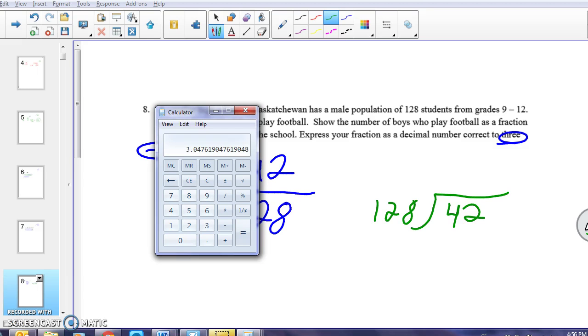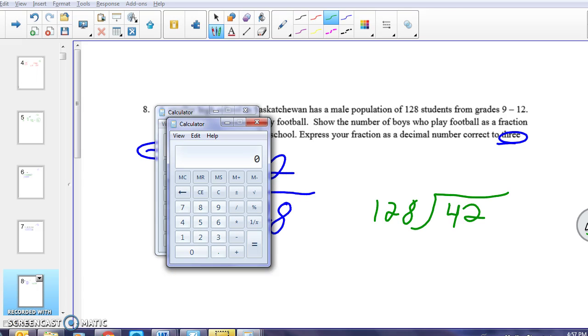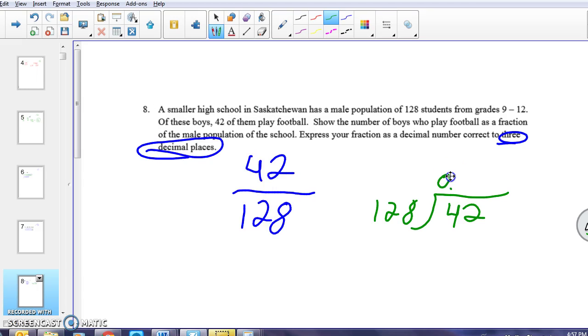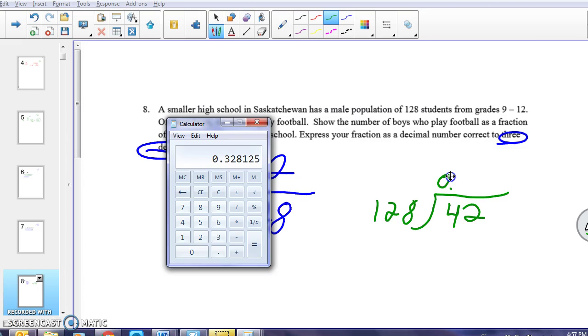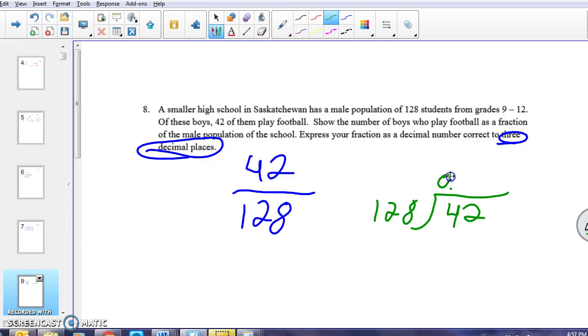Oh, sorry, I punched that into the calculator wrong. So I have 42 divided by 128, and you see that I get 0.328 once I round. I wouldn't expect you to do 128 into 42 this way, but you see how I put my decimal. What I should have done is line this up a little bit better.